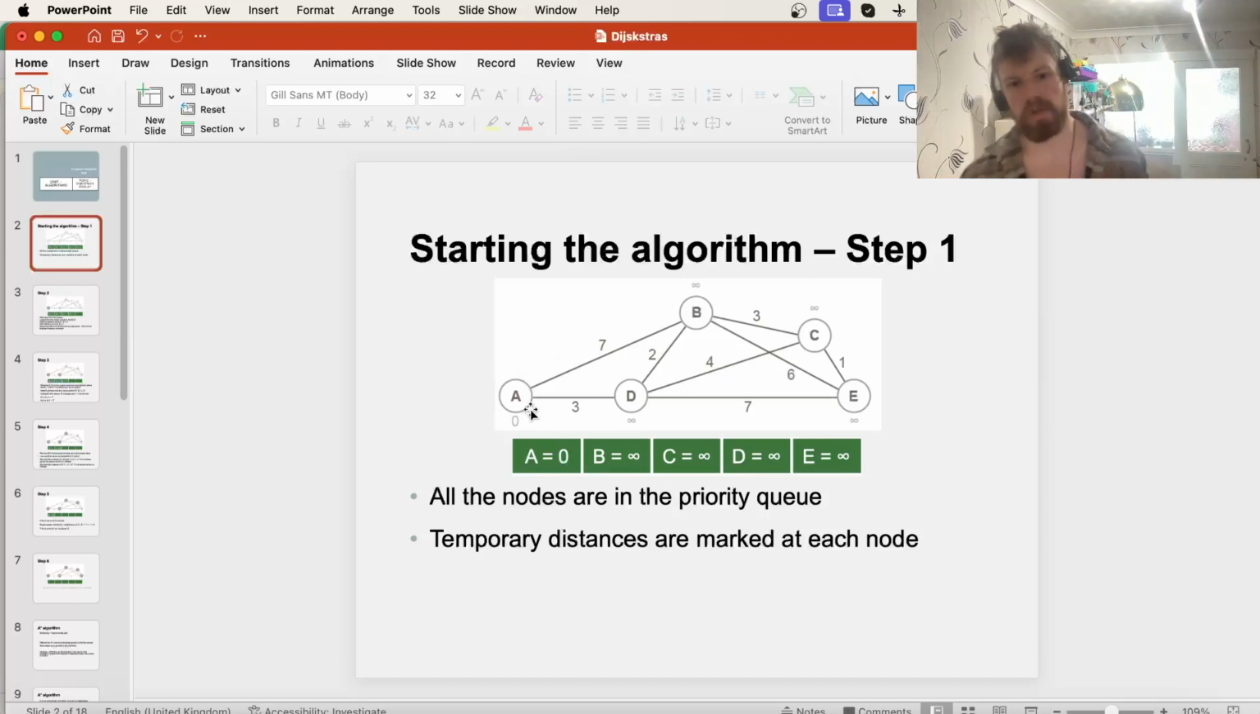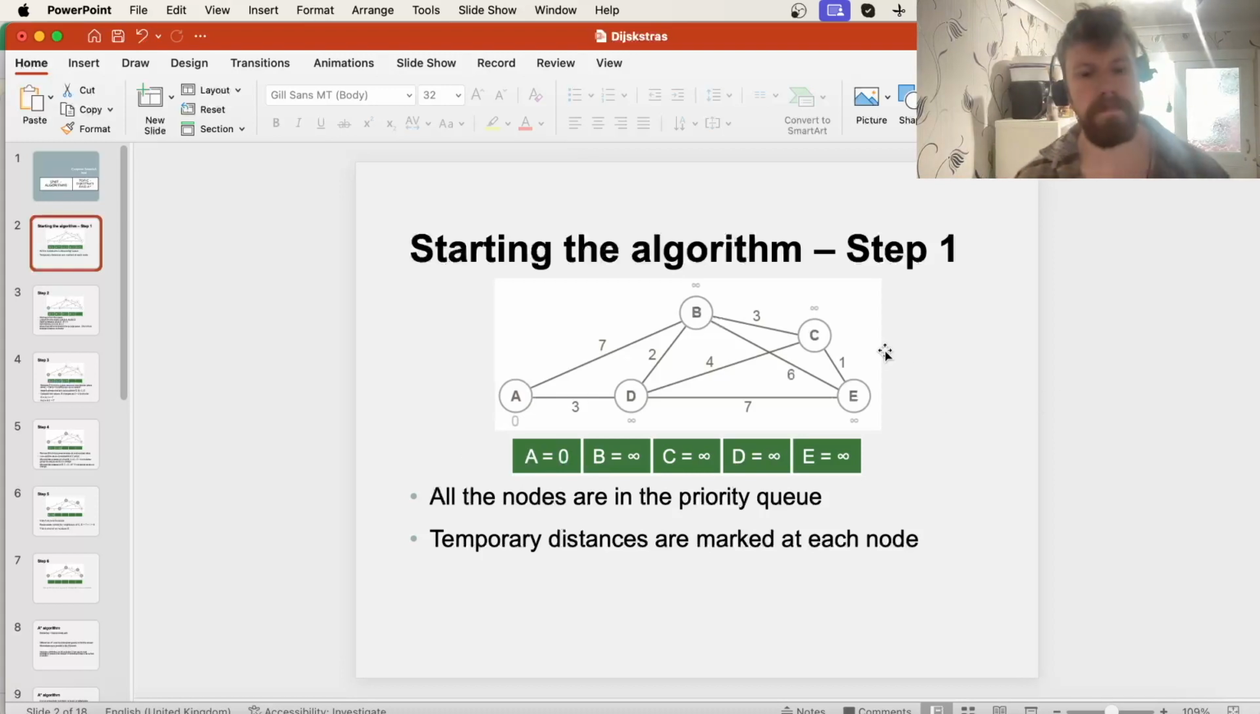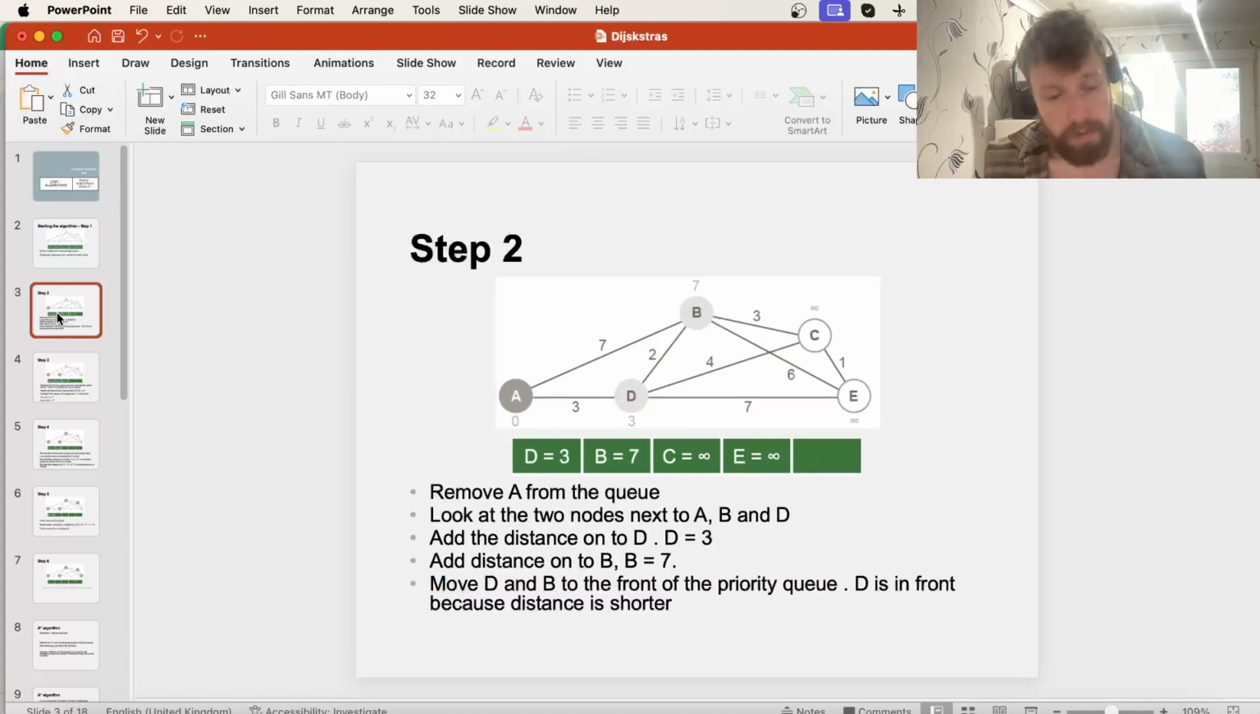But anyway, with Dijkstra's, we're going to start off at A and try and get to E. So step one is we just put all of the nodes in there, and A is going to be equal to 0. The other ones have the little infinity symbol next to them as well, because we haven't visited those yet. So remove A from the queue, and then we look at the nodes which are next to A. As you can see, the weight of the line going from A to B is 7, and the weight of the line going from A to D is 3.